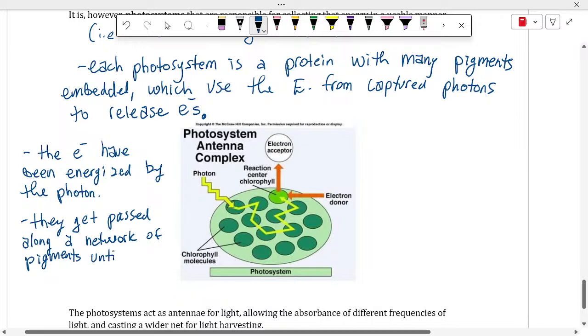Until they reach the final one. In each photosystem, one of the chlorophyll pigments is actually designed to replace the electrons that have been getting passed around by taking electrons from a donor and passing them along to something else. So why not just have only this one? This is the one that's actually going to do the job. So they keep going until they reach the reaction center, which is itself a pigment.